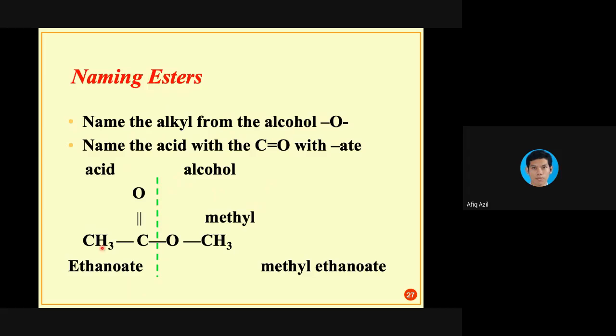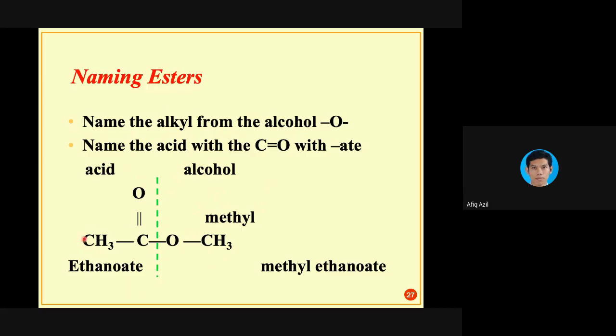First let's see this example. The first step is to check the R group that is coming from the alcohol. In this structure, you have CH3, C double bond O, O, CH3. So the R that is coming from the alcohol is the CH3, hence the name will be methyl, just like a normal alkyl group. If you have two carbons, then it will be ethyl.